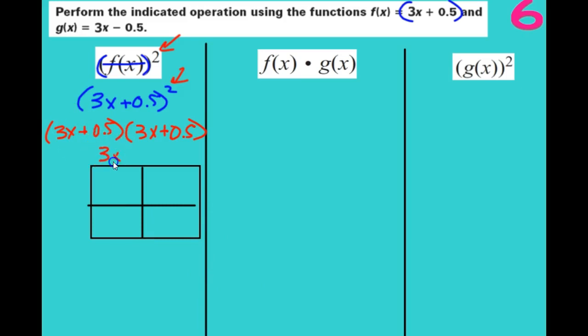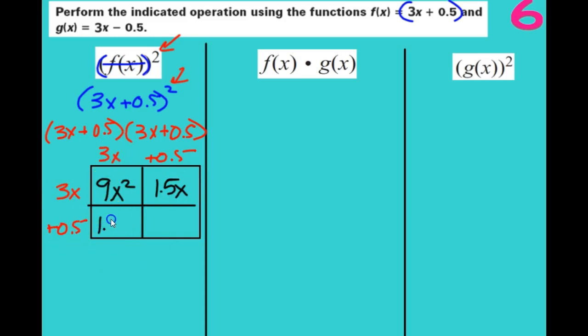So I have 3x plus 0.5 times 3x plus 0.5. So let's multiply. 3 times 9 is... 3 times 3 is 9. X times x is x squared. Then I have 3 times 0.5. That's one that I would probably plug in my calculator. 3 times 0.5, or half of 3, would give me 1.5, and there's an x.